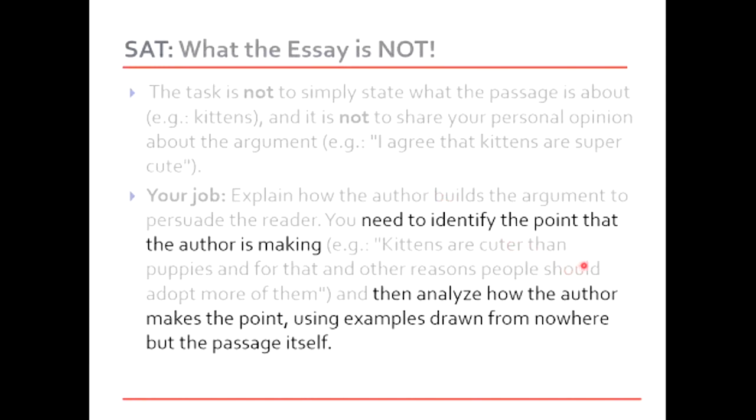Your job: explain how the author builds the argument to persuade the reader. You need to identify the point that the author is making. Example, kittens are cuter than puppies, and for that and other reasons, people should adopt more of them. You could say this is the point that the author has made. And then, why do you think that whatever the author is saying makes sense? How does he make it credible? And then analyze how the author makes the point using examples drawn from nowhere but the passage itself.